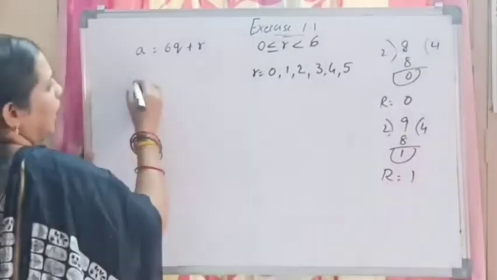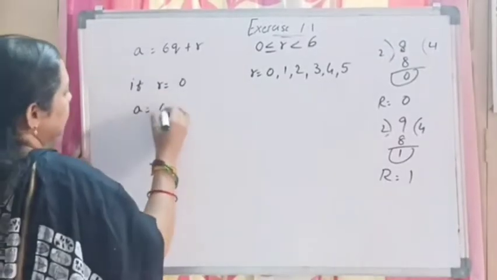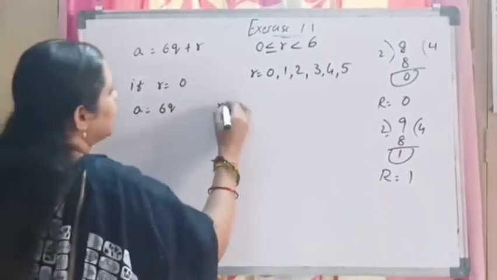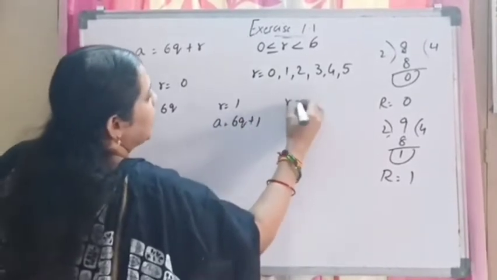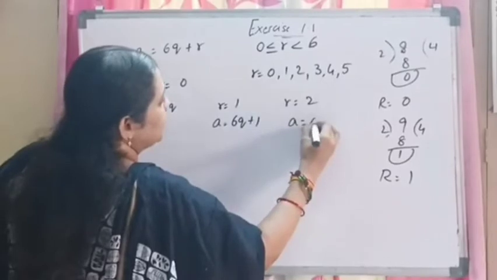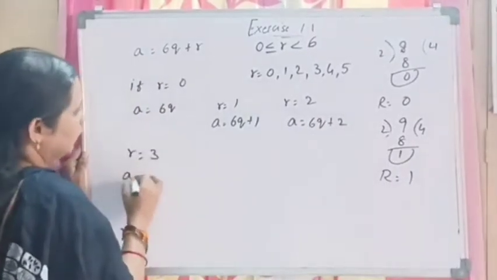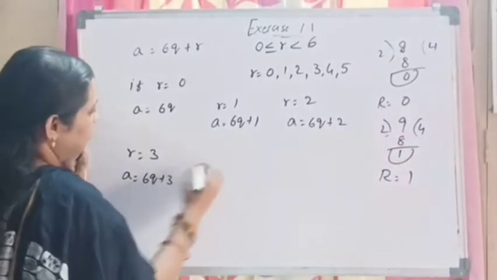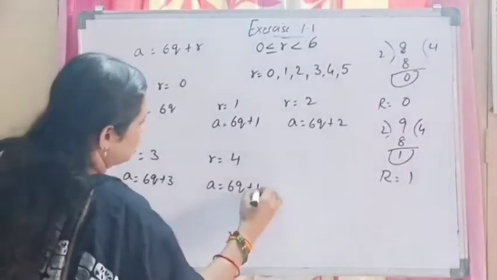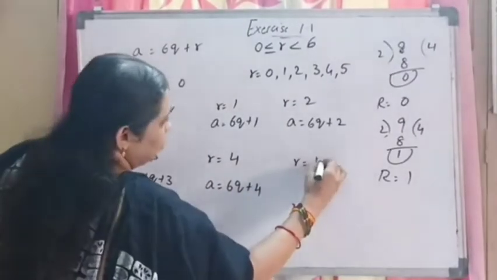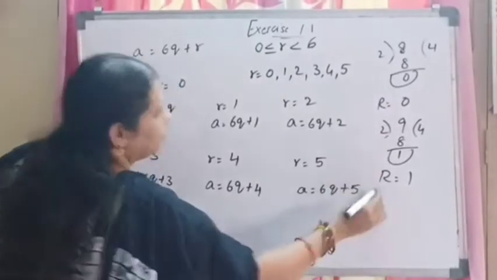Now if r is equal to 0, a is equal to 6q. If r is equal to 1, a is equal to 6q plus 1. If r is equal to 2, a is equal to 6q plus 2. If r is equal to 3, a is equal to 6q plus 3. If r is equal to 4, a is equal to 6q plus 4. If r is equal to 5, a is equal to 6q plus 5.